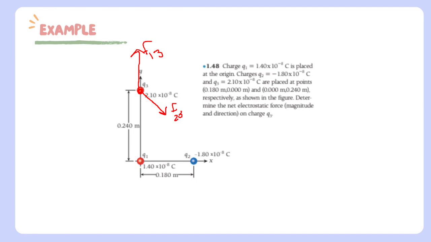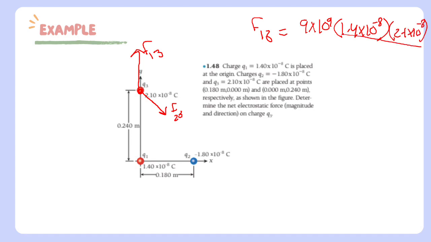So let's write the magnitude of those two forces. The force of Q1 on Q3 will be 9 times 10 to the power of 9 times Q1, which is 1.4 times 10 to the power of negative 8, times Q3, which is 2.1 times 10 to the power of negative 8, divided by R, which is 0.24 squared. And that would give us, let's put that into a calculator.